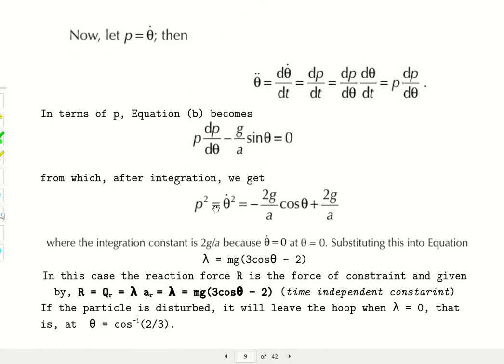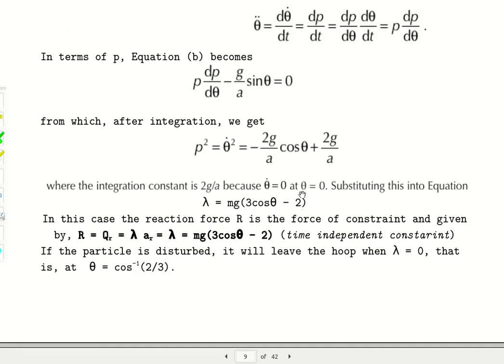Both side integration will give you p square. On the left hand side, p dp will give you p square by 2, and the right hand side will give you minus cos theta. So 2g by a minus cos theta, do it on your own, you will get the result. The integration constant comes from the boundary condition: you will get 2g by a, since theta dot is equal to 0 at theta is equal to 0 is the boundary condition. You use it and you will get this result. So we now get theta dot square, or p square. It is known to us.